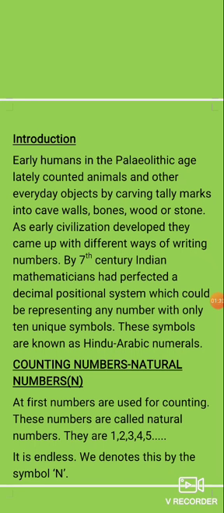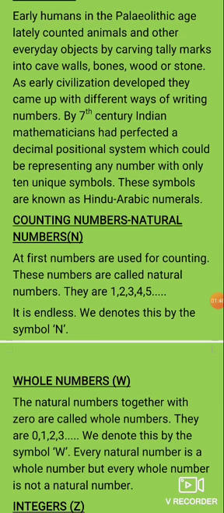These numbers are called what? Natural numbers. So which are they? They are 1, 2, 3, 4, 5, etc. Now, which one is the last natural number? Yes, it is endless. We know that. Now, we denote this by the symbol N. Natural numbers are denoted by which symbol? N.